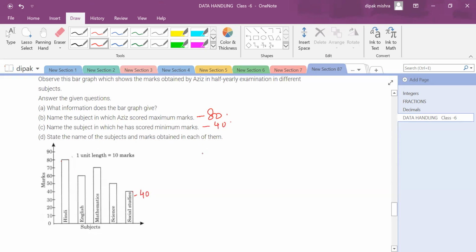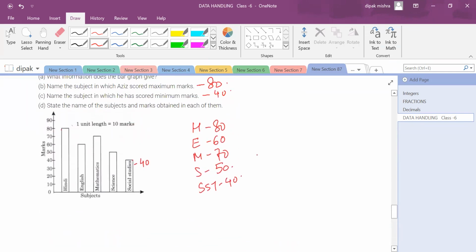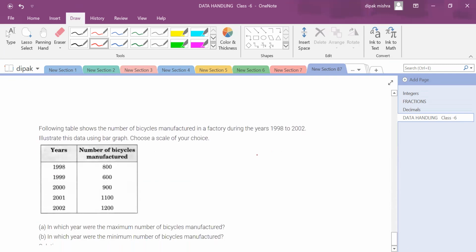State the name of the subjects and marks obtained in each of them. So Hindi, it is 80. English, it is 60. If you see this, mathematics, it is 70, right? Science, it is 50. And social studies, it is 40. So this is the answer. So number of subjects is 40. So this is how we draw the bar graph, and this is how we interpret from the bar graph. Okay, let's move on to the next question.